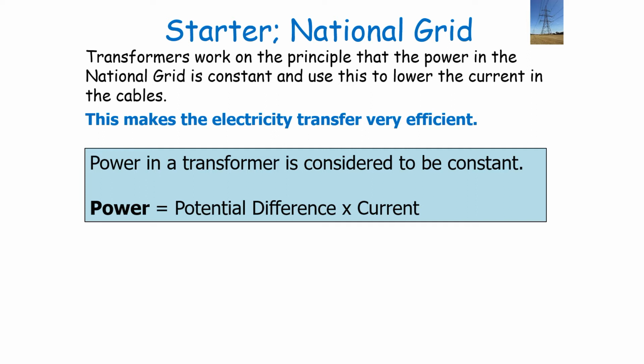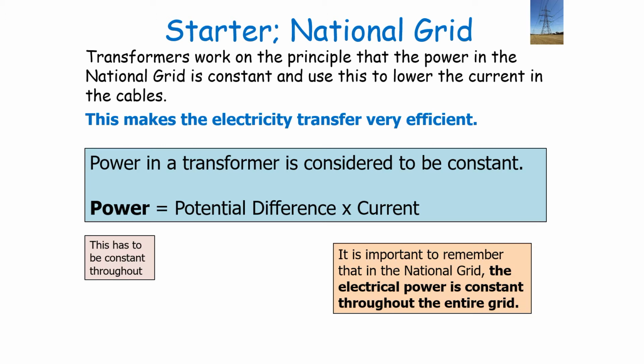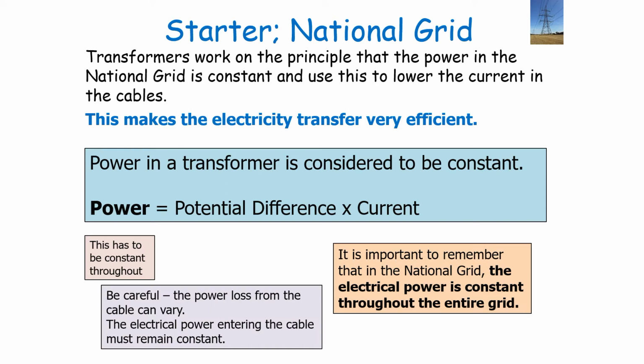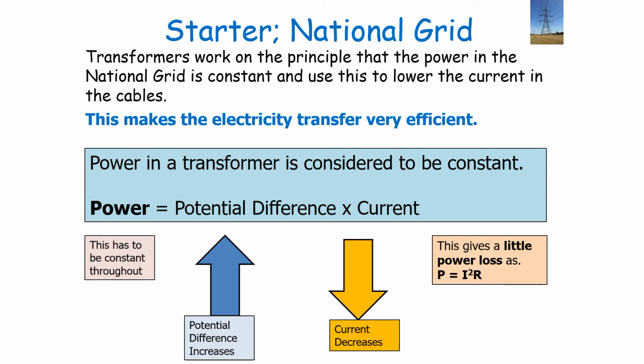Now as a result, as we know, power equals potential difference times current, and power has to be constant throughout, and it's important that that's the same throughout the entire national grid. But remember, we're not talking about the power loss, we're just talking about the power in the transformer. So when your potential difference increases, the current decreases, so this gives us little power loss, as I is now smaller in the equation power loss equals I squared R.